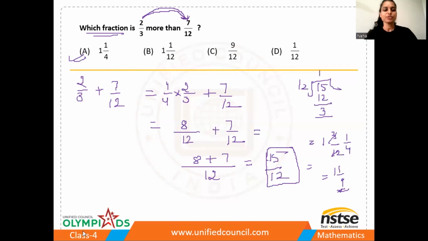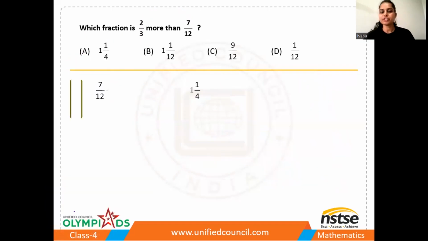So just try to simplify the given fraction as much as you can, and then you will get your answer. That's it. Perfect. So this question is also done. What we have to do in this question is just add two fractions and then you will get your answer. That's it. So some questions are easy also in NSTSE, right?